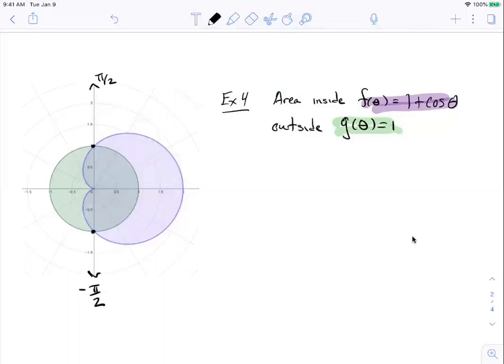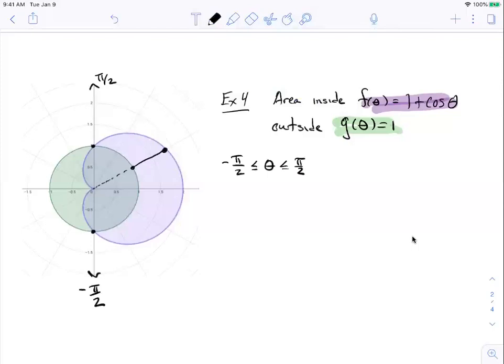Because then every angle between minus pi over 2 and pi over 2 determines a segment in my region. If I just drew one of those angles, let's say it's this one, then the segment I'm talking about is that thing. So can you imagine as theta goes from minus pi over 2 to pi over 2, those segments, I just drew one of them, would exactly sweep out the region in between those two curves. So those are going to be our limits of integration.